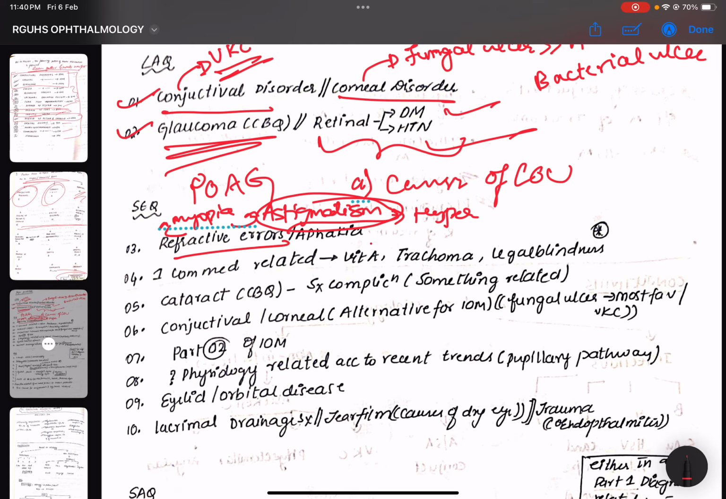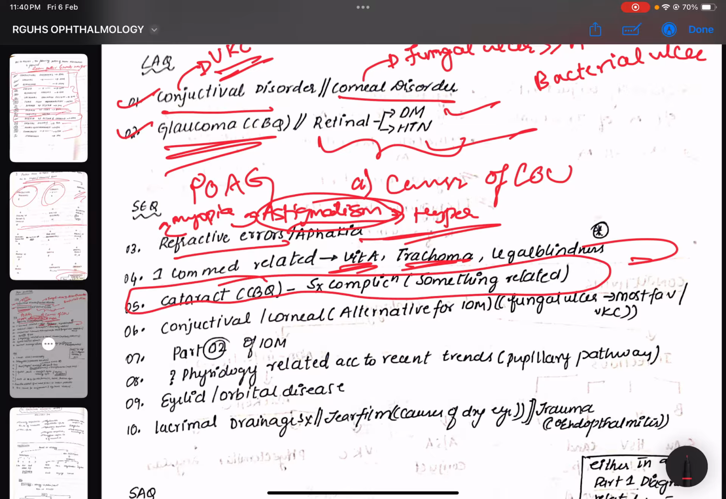Then you might get a question related to aphakia. And one community-related question is sure, something related to vitamin A deficiency or trachoma, which is also covered under corneal or conjunctival disorders, or something related to legal blindness. And one question related to cataract is sure, basically asking about surgical complications of cataract.